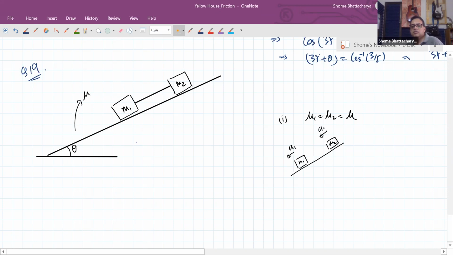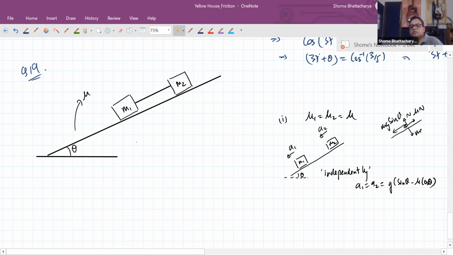Then independently, a1 would be equal to a2, which will be equal to g into sine theta minus mu cos theta. Right, this point is clear to all of you, because the free body diagram would consist of forces mg sine theta, mu N, N and mg cos theta.